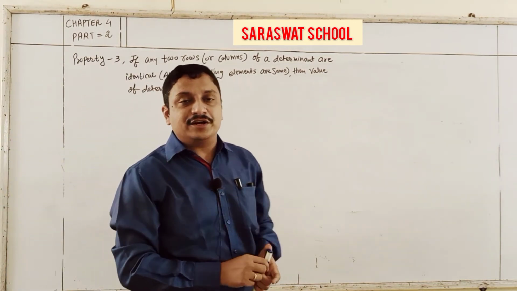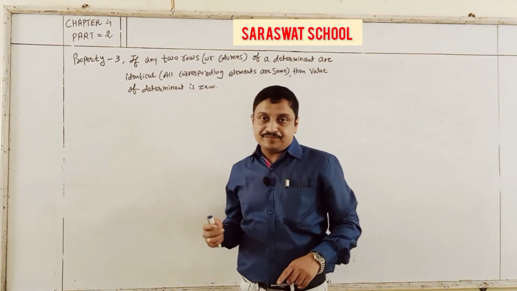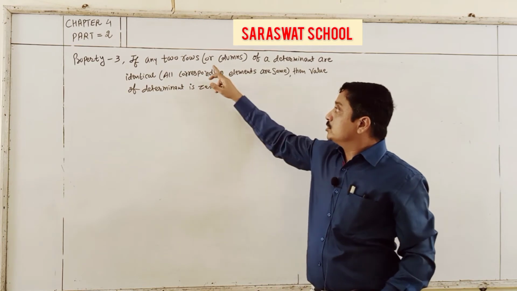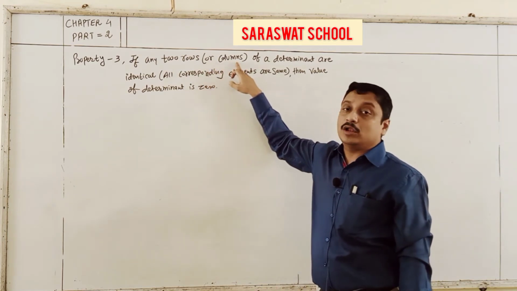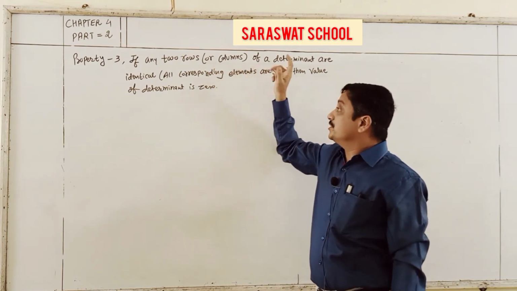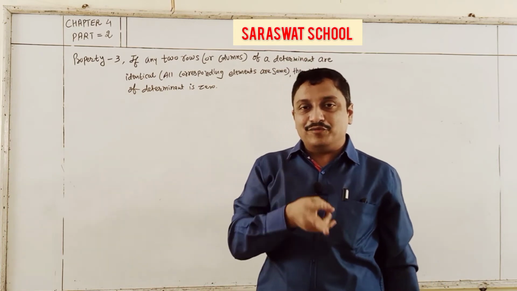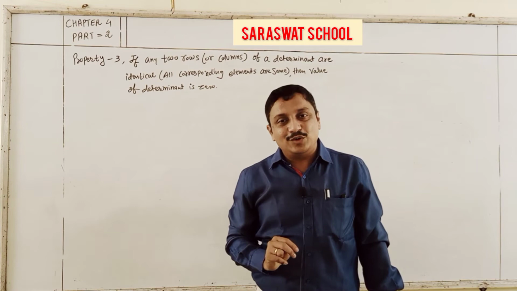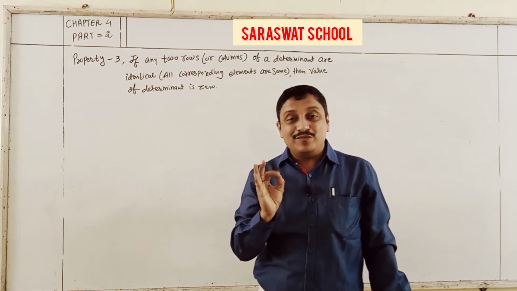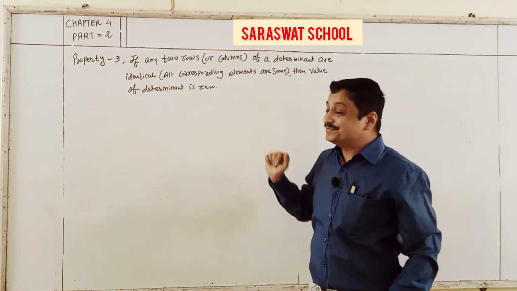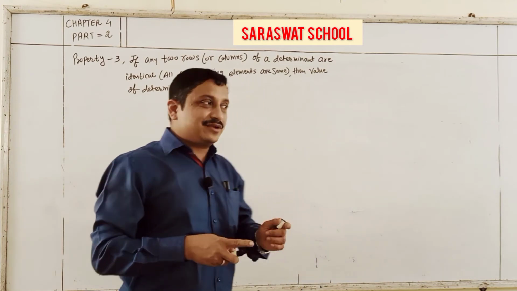Now students, I continue with property number 3. If two rows or two columns of a determinant are identical, meaning the same corresponding values in any two rows or any two columns, then the value of the determinant is always 0. Here I explain it simply.